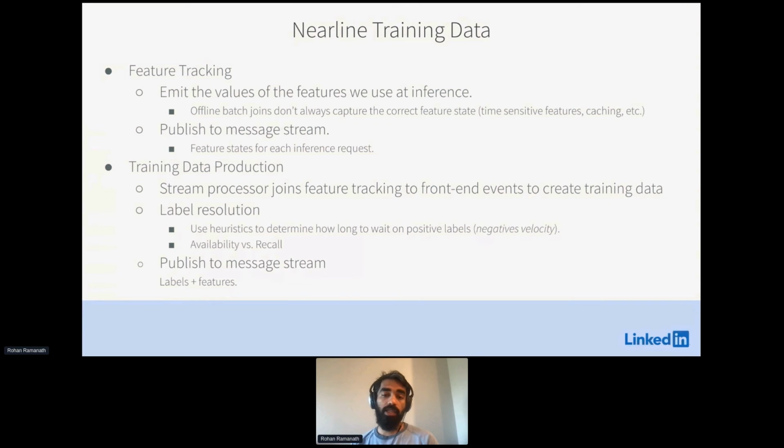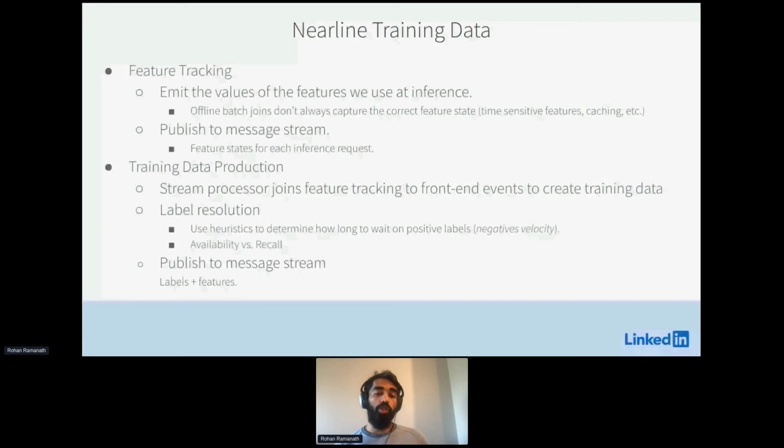And in practice, this is just a heuristic between availability and recall. If you wait too long, you're going to slow down the data processing, but you're going to be creating really high quality data with 100% of your label coverage. But if you wait too short, you're going to produce data in increments of every minute or every 2 minutes, but you're going to miss a large chunk of the positive labels. So what we do is we find how long we should wait to capture 95% or 99% of our labels, and then close the window at that point in time.